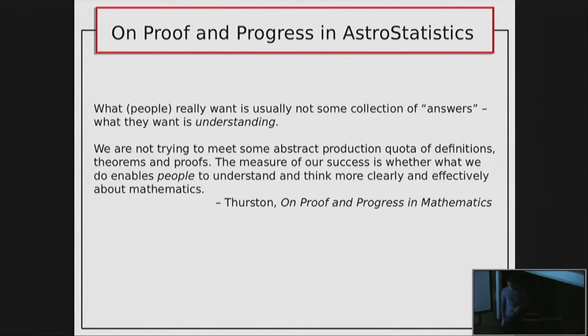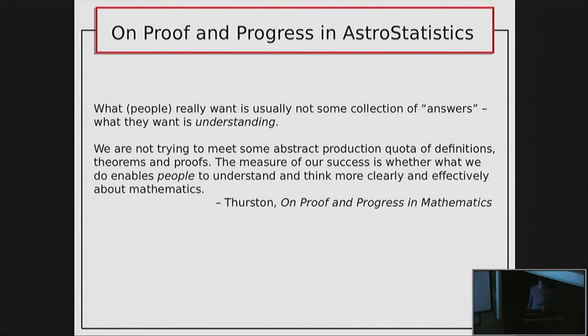And I think that there are analogies here with pure mathematics, actually. There are these wonderful quotes by Bill Thurston in a paper he wrote called On Proof and Progress in Mathematics. He says, what people really want is usually not some collection of answers. What they want is understanding. We are not trying to meet some abstract production quota of definitions, theorems, and proofs. The measure of our success is whether what we do enables people to understand and think more clearly and effectively about mathematics.